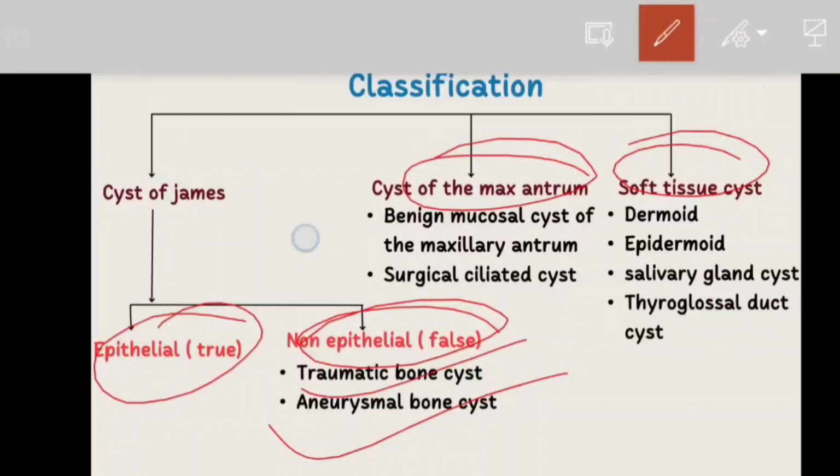Under the maxillary antrum, examples of cysts are benign mucosal cyst of the maxillary antrum, or you can say surgical ciliated cyst. In soft tissue, the cysts are dermoid, epidermoid, salivary gland cyst, and the thyroglossal duct cyst.